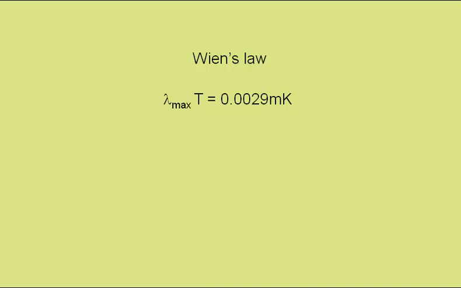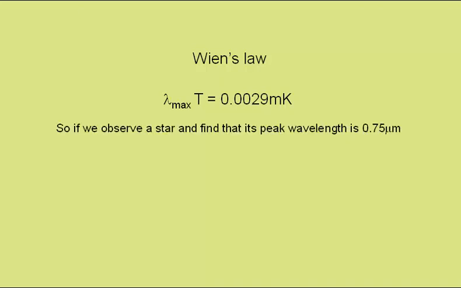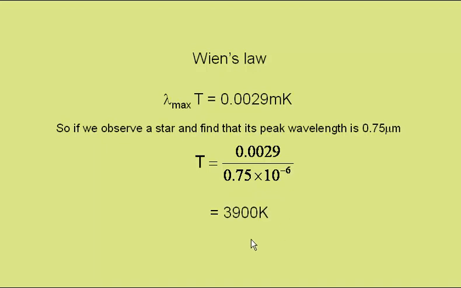So, if we observe a star and find that its peak wavelength is 0.75 micrometers, we can rearrange the equation above and put in the values for the constant 0.0029 and the lambda max down here, and we get that the temperature of the star is 3900 Kelvin.